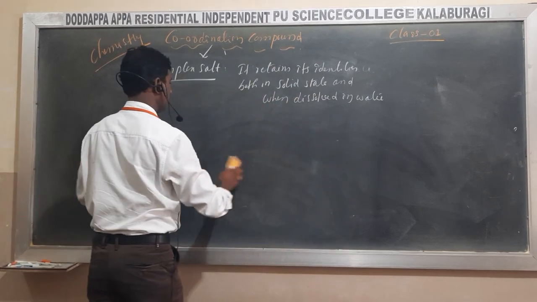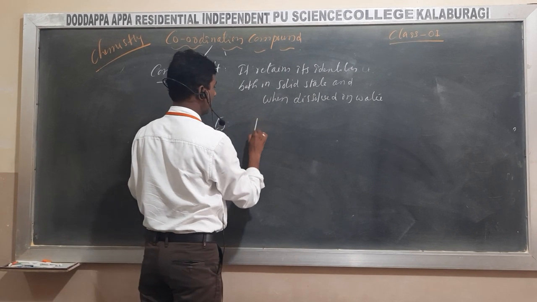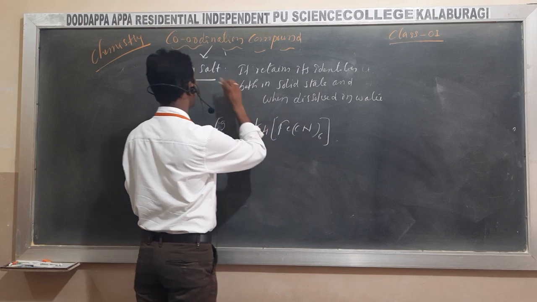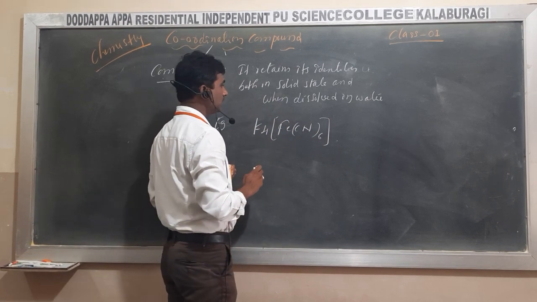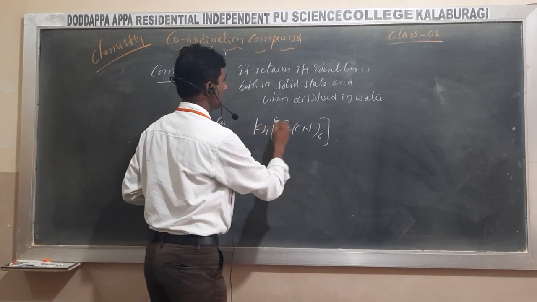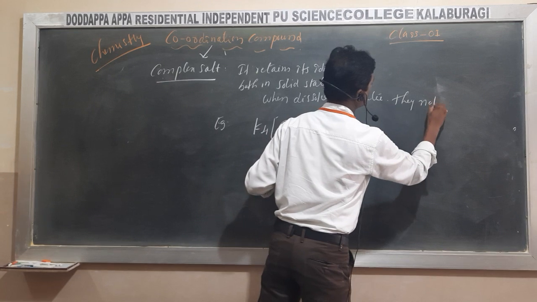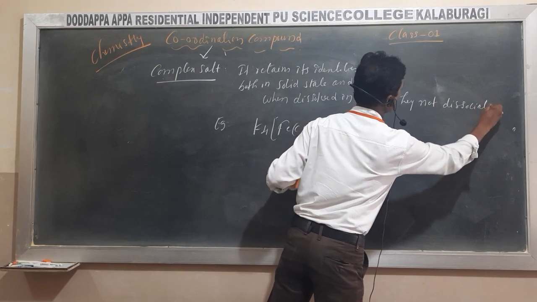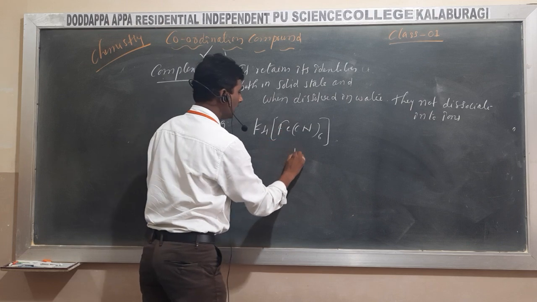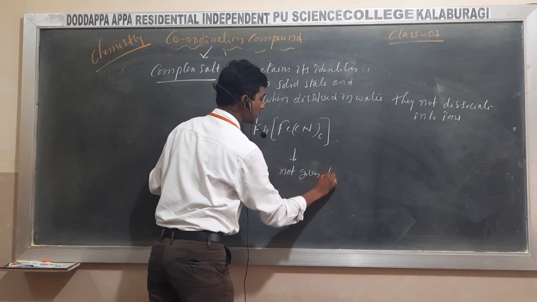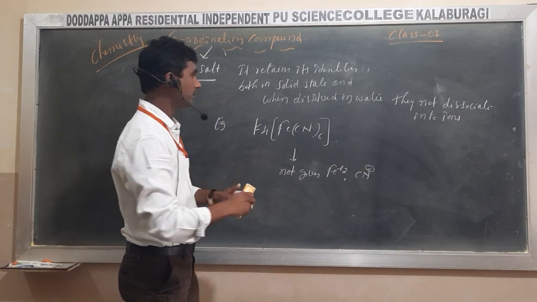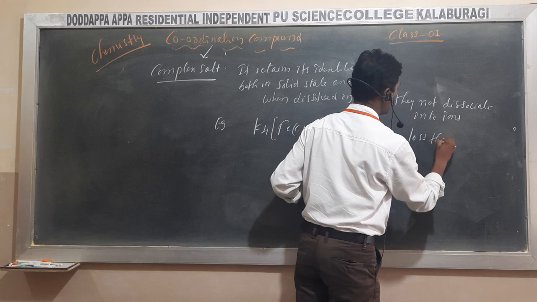Now the example for this complex salt is K4[Fe(CN)6]. K4[Fe(CN)6] is an example of a complex salt. Here the double salt dissociates into simple ions when dissolved in water, but the complex salt does not dissociate into ions. For example, when K4[Fe(CN)6] is dissolved in water, it does not give Fe2+ and CN-. It means they lost their identity.